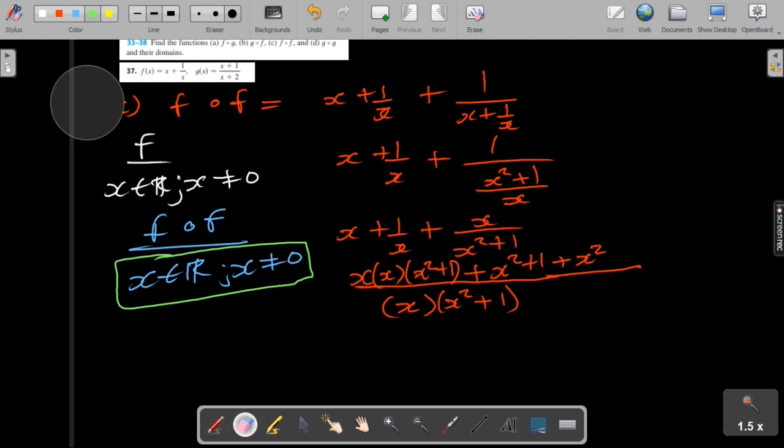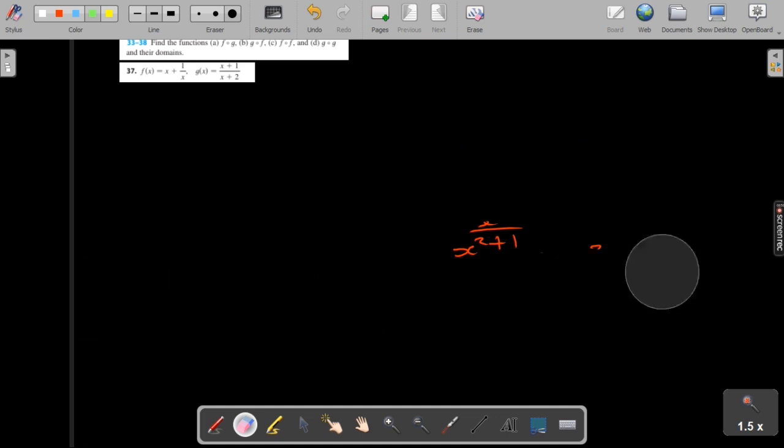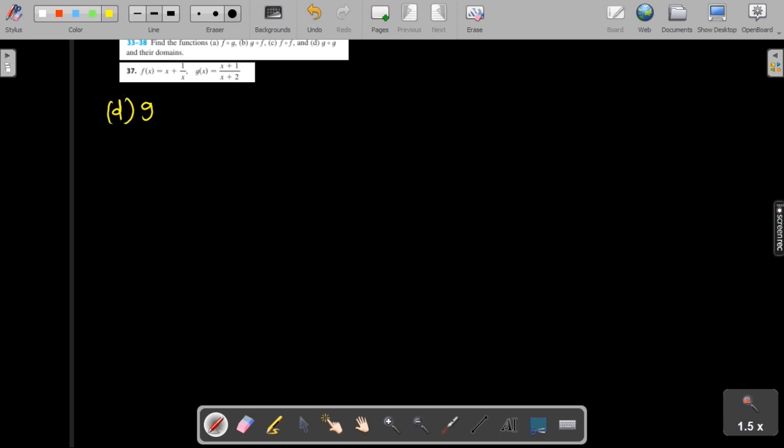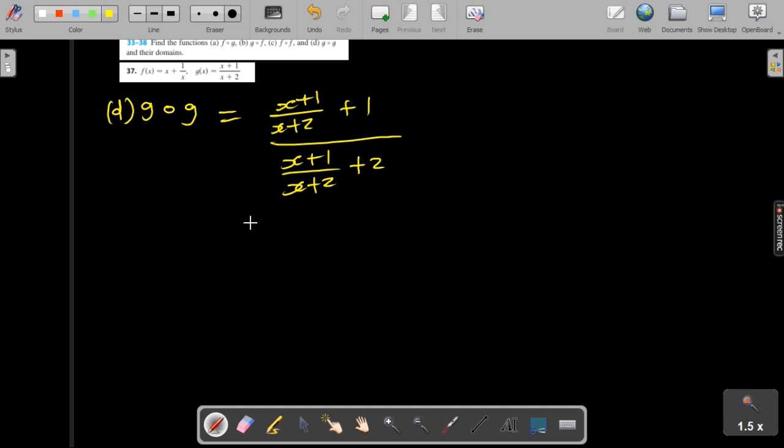Moving along to the final one. In the final one, we're now asked to find g of g. So we're going to substitute g in itself. So wherever we see an x in g, we're going to substitute g again. So x plus 1 over x plus 2 plus 1. And the bottom again, x plus 1 over x plus 2 and then plus 2. Okay, so I can deal with the top and the bottom separately, then work with that when we're done.